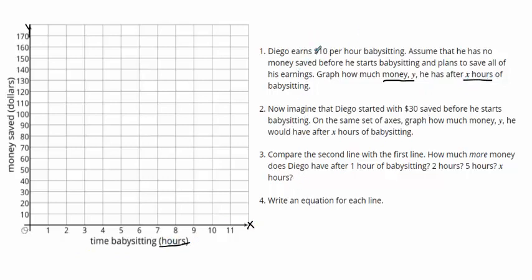So we want to graph this. He's starting at $0 right here. And after 1 hour, he would earn $10. So 1 hour would be $10. 2 hours would be 20. 3 hours would be 30. 4 hours would be 40, and so on. So if I made a line through those points, it would look like that.